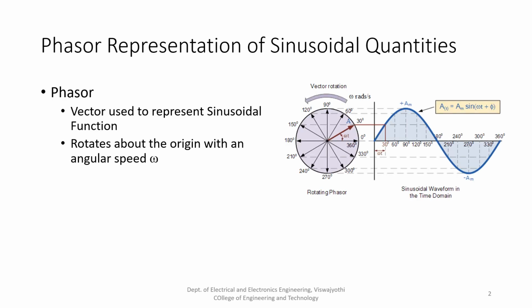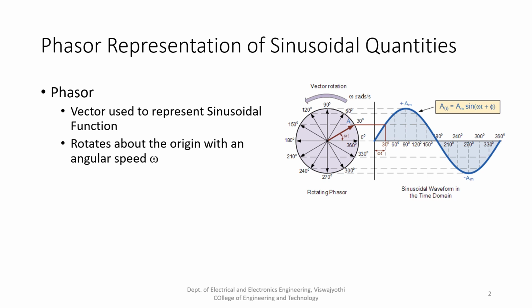Phasor. A phasor representation of a sinusoidal quantity. Sinusoids are represented in phasors. A phasor is defined as a vector used to represent a sinusoidal function, and this vector rotates about the origin with an angular speed of omega radian per second. So phasors are also called rotating vectors.